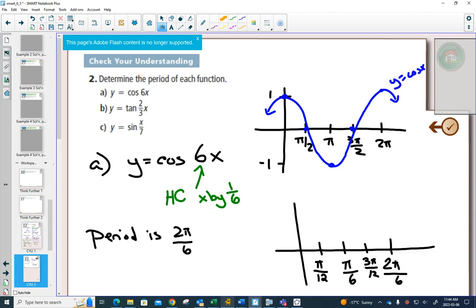Our amplitude in this one is still 1, so our maximum and minimum are still positive 1 and negative 1. We're drawing a cos graph. A cos graph starts at a maximum, then it goes to center line, then to minimum, then to center line, then back to maximum. And so quite quickly, we were able to graph y equals cos of 6x.